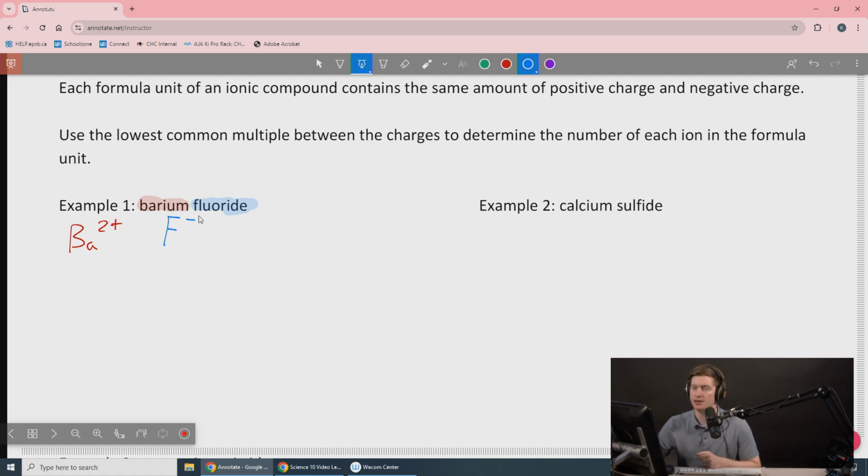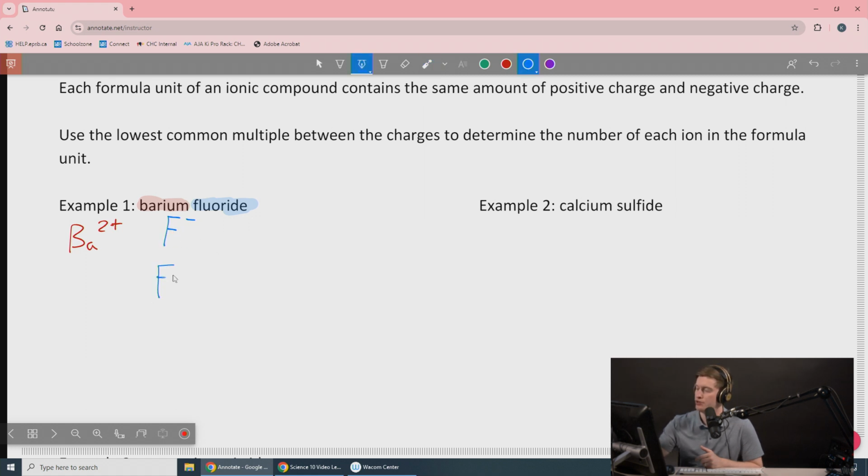If you're taking a look here, you can see that we do not have enough negative charge to cancel out the positive charge. If I was going to add these together, I've got 2 positives and 1 negative, so overall I would have an unbalance of charges. I would have 1 positive charge overall. So to change this, we can add a second fluoride.